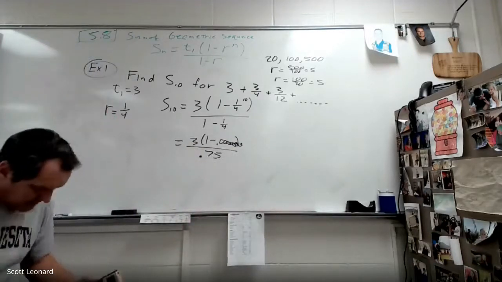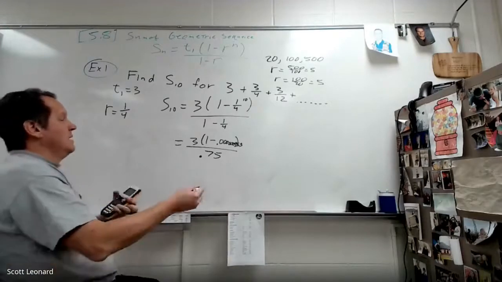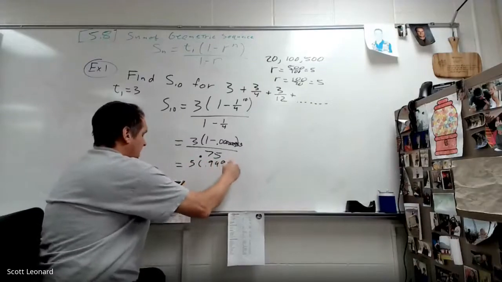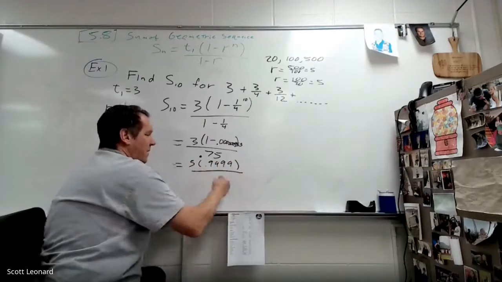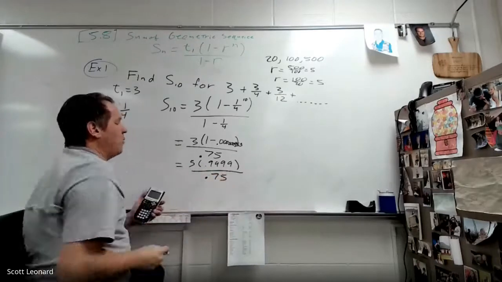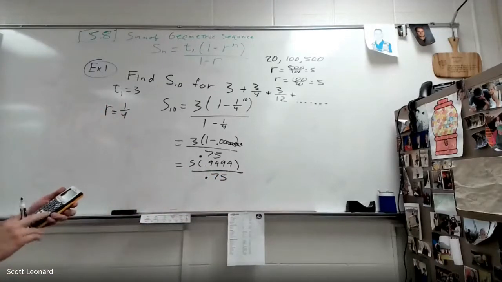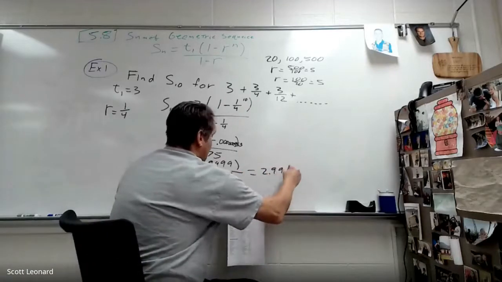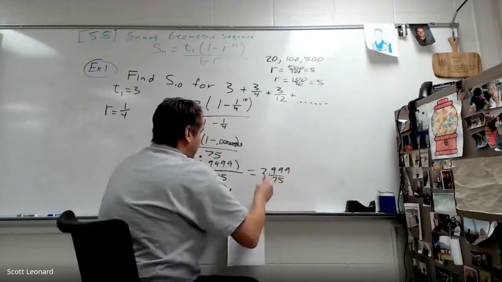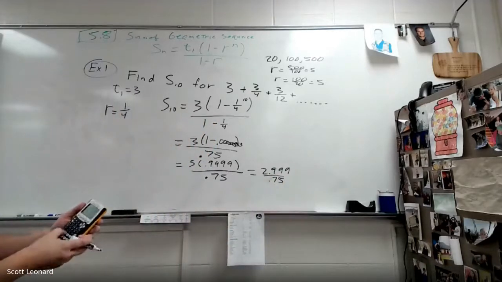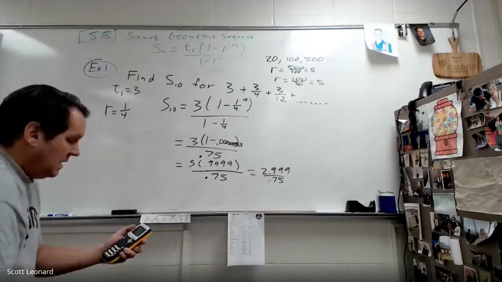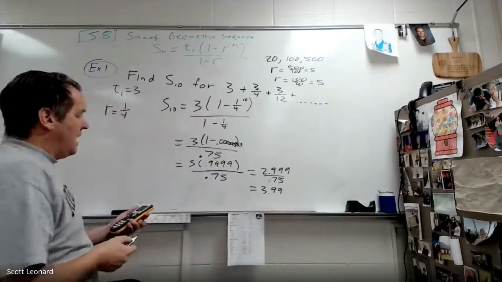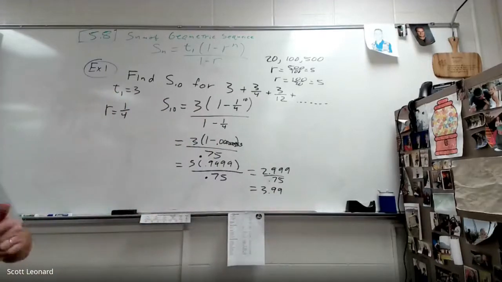Where's my marker? And I get a really long decimal, 0.9999, rounded on my paper, and I have 0.75. So I'm gonna take that number times 3. I'll get 2.999 divided by 0.75. My answer is 3.99. Right. You could also, if you wanted to, round that to 4.